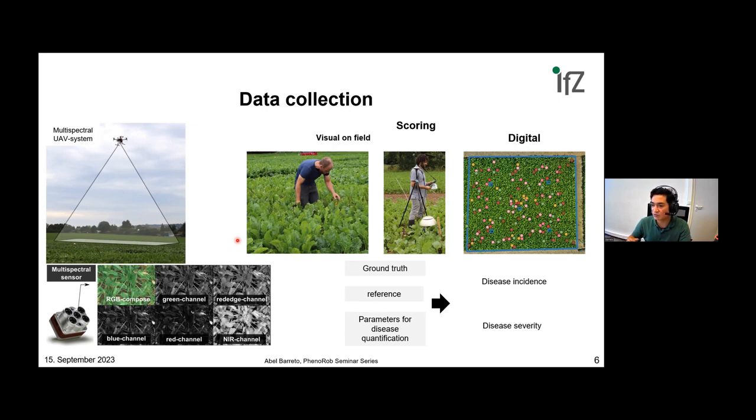In parallel to this, we go into the field and we quantify the disease. This is our reference data, and we try to establish these 2 parameters. As I mentioned before, disease incidence, the way the pathogen spreads, with high sensitivity, and disease severity, when the pathogen starts damaging the leaf area.